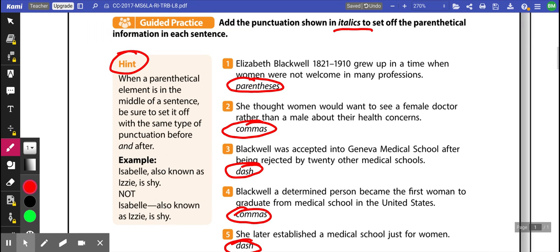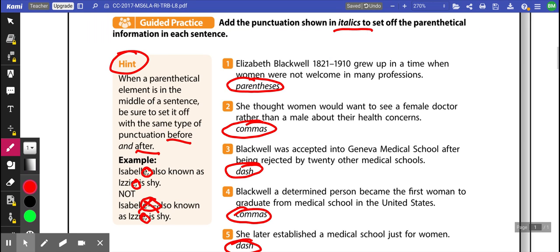Our hint says when a parenthetical element is in the middle of a sentence, be sure to set it off with the same type of punctuation before and after. Our example down here is that Isabel, also known as Izzy, is shy. So notice we have a comma here, and then we also have a comma. We open with the comma, and we're going to close it with a comma. We want to make sure we don't, for example, open it with a dash and close with a comma. We don't do that. That is not right, okay?